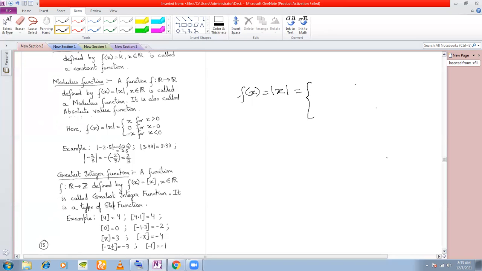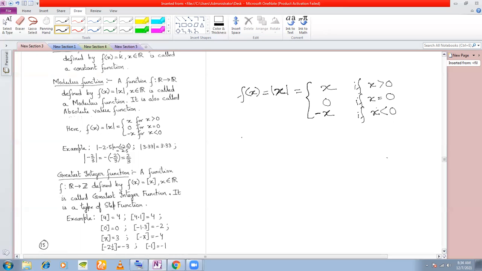For the first value of x, which is positive, mod x, if within the mod you have a positive number, it will be equal to x. So f(x) is equal to mod x is x if x is positive. If x is equal to 0, if within the mod you have a 0, you'll get a 0. And if you have within the mod a negative number, then what does mod do to the negative number? It makes it positive. How does it make it positive? By putting a negative sign.